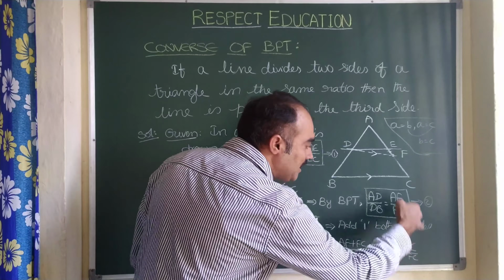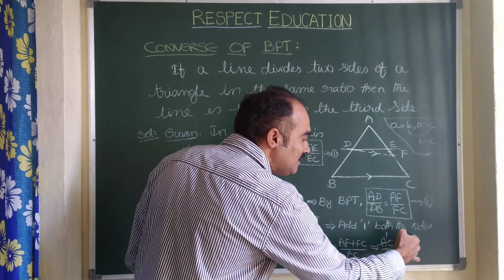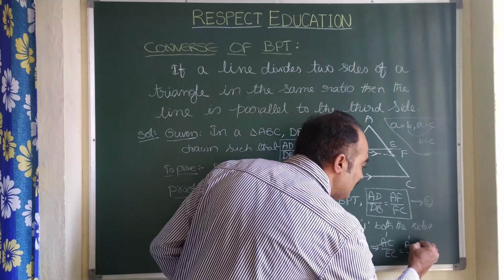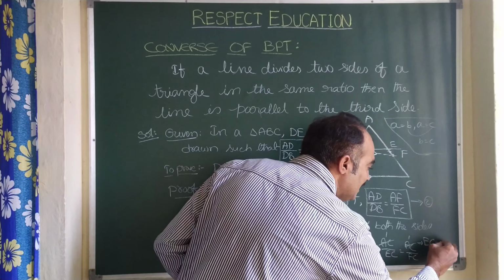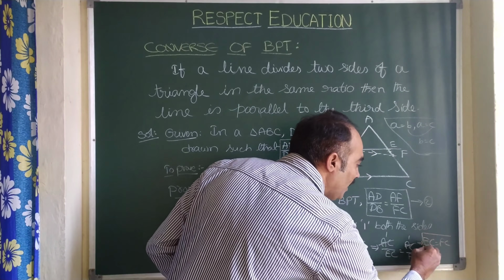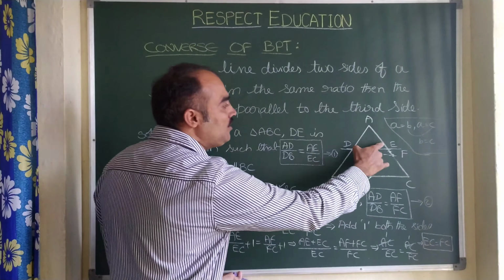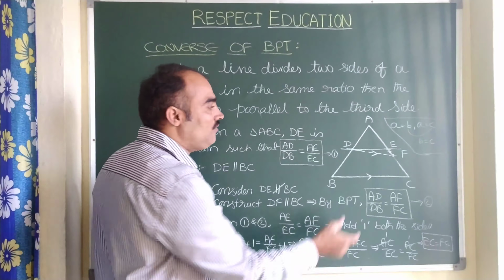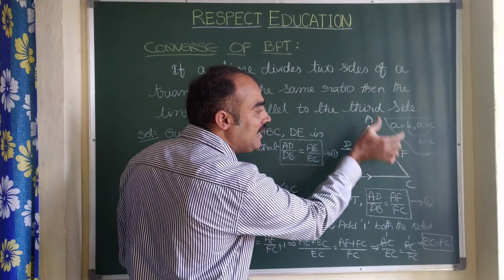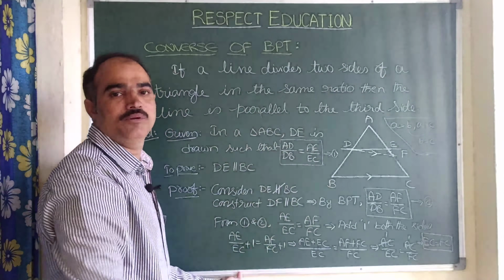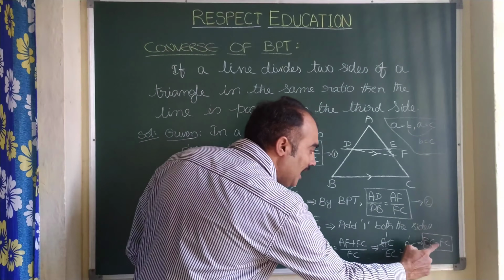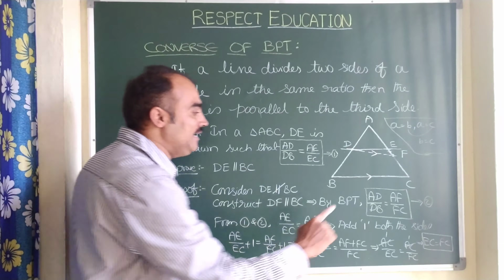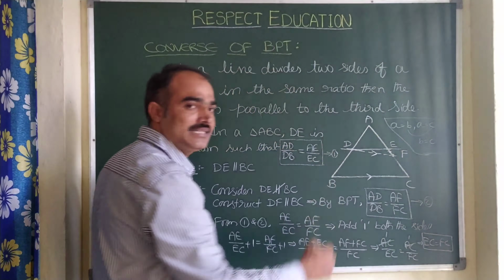Let us do cross multiplication. We get EC times EC equal to FC times FC. So finally I am writing EC is equal to FC. You understand this point: the distance from E to C and the distance from F to C, both are the same. So it is possible only if E and F coincide with each other.